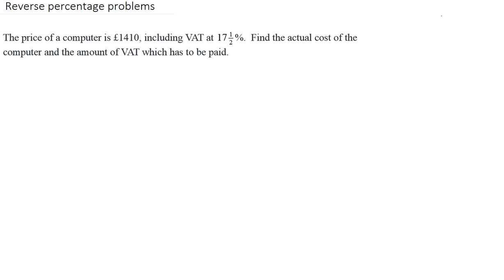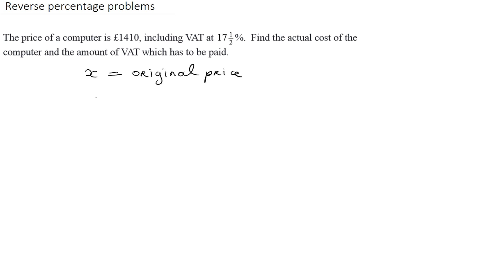Alright, here goes. First one, the price of a computer is £1,410, including VAT at 17.5%. Find the actual cost of the computer and the amount of VAT which has to be paid. VAT, remember from the previous videos, is value added tax. So it's a tax that was added to the price of your computer. So at one point, the original price of your computer, I'm going to call that X. So X is the original price.